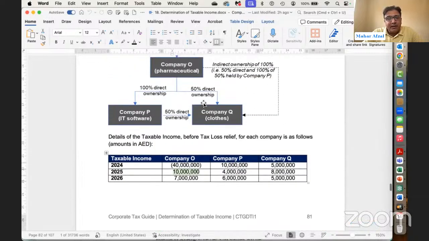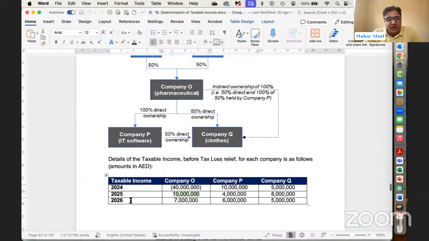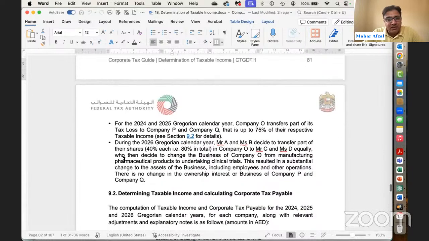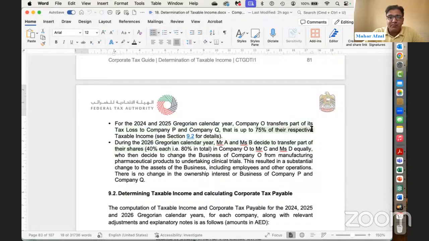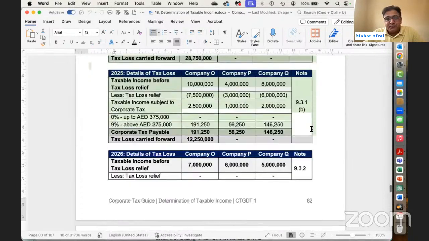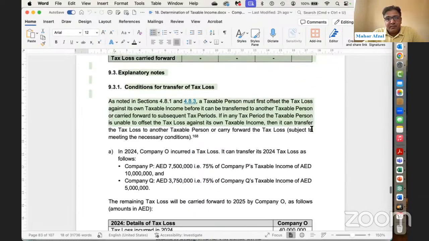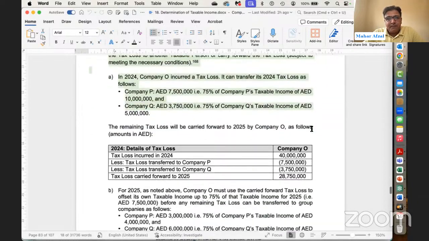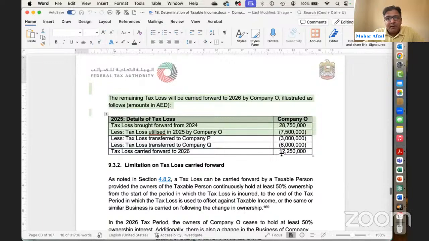So third year, the ownership change. In the third year, if you go into the detail of this, they said in 2026 ownership change, they're not under the qualifying group. Once the qualifying group is over, they cannot adjust the losses. They can only adjust the losses if they are a qualifying group, at least 75% holding, and all the conditions are satisfied. So my remaining loss is 12,250. This will be carried forward.